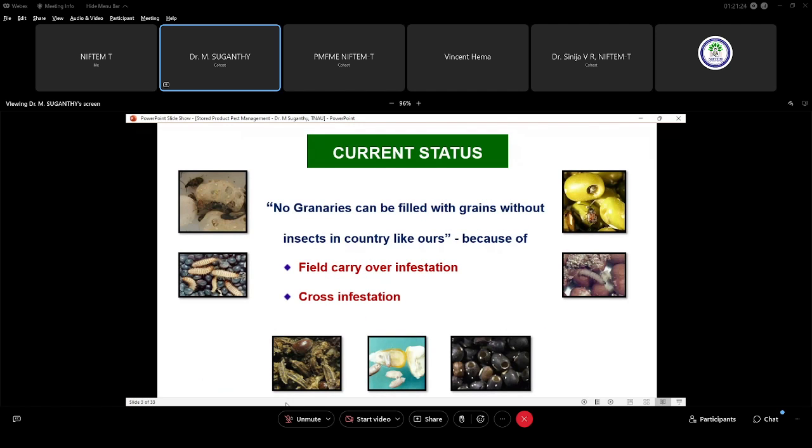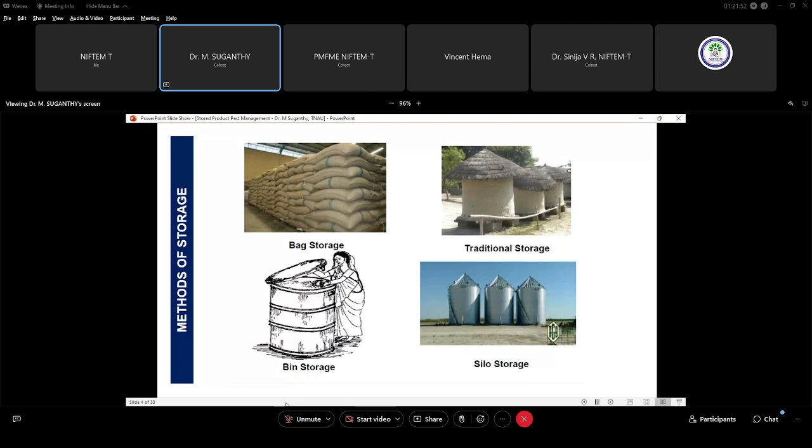If we see the current status of these insect pests, there is a statement: no granaries in India can be filled with grains without insects, especially in countries like ours. It is mainly because of two issues. One is field carryover infestation, because most of the pests are carried over from field to storage. And another one is cross infestation. There are a variety of storage methods.